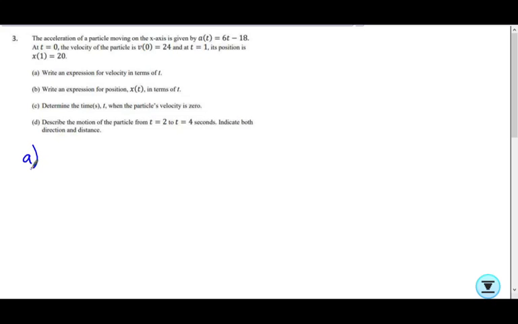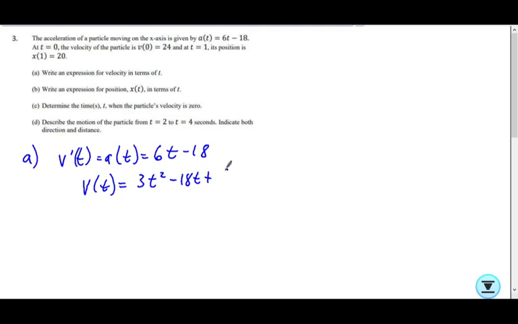So in this one, we know they gave us acceleration, but we know the derivative of velocity is acceleration, which is what they gave us, 6t minus 18. So that means that v of t has got to be 3t squared minus 18t plus c.